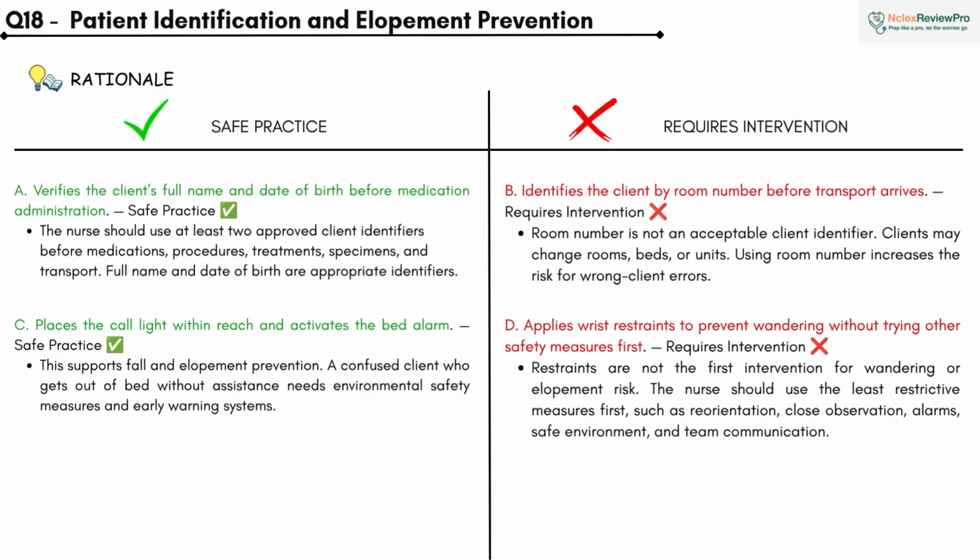For option C, placing the call light within reach and activating the bed alarm is safe practice. This supports fall prevention and elopement prevention. A confused client who gets out of bed without calling needs environmental safety measures and early warning systems.